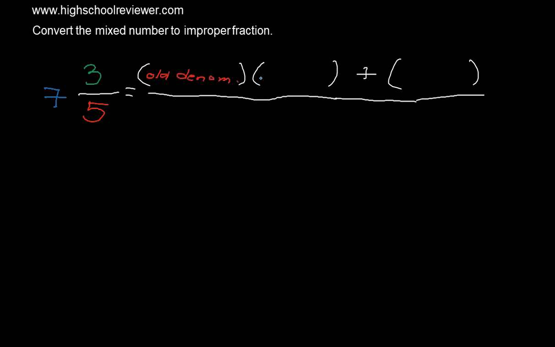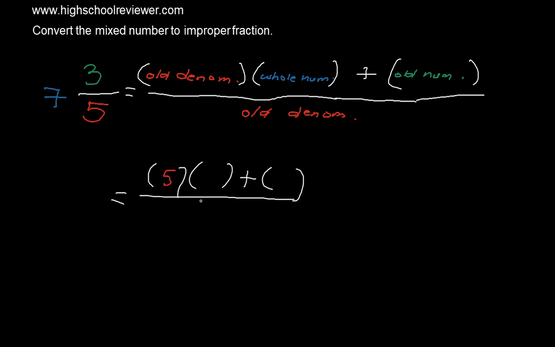We will multiply this by the whole number, and their product will be added by the old numerator. And the new denominator would still be the old denominator. Just copy the old denominator. So we will have here the old denominator is 5. This will be multiplied by the whole number, which is 7, and their product will be added by the old numerator, which is 3. And the new denominator would still be equal to the old denominator.